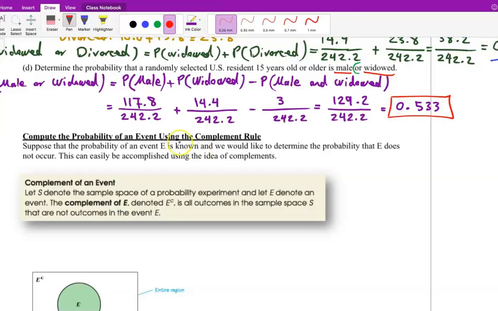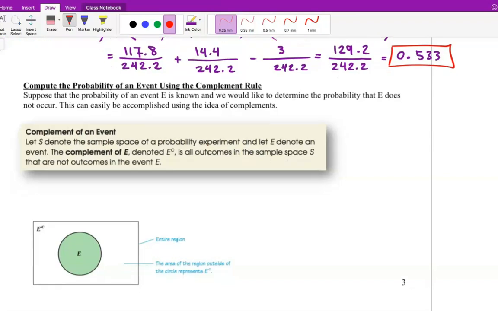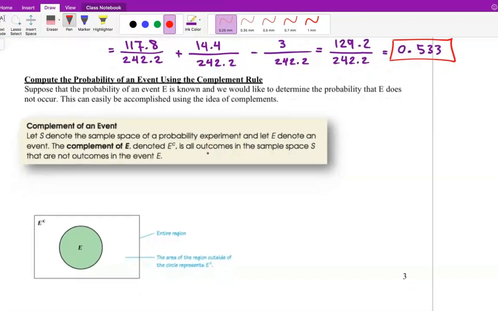Okay, now next part, compute the probability of an event using the complement rule. So suppose that the probability of an event E is known, and we would like to determine the probability that E doesn't occur. That is what we need on this part.